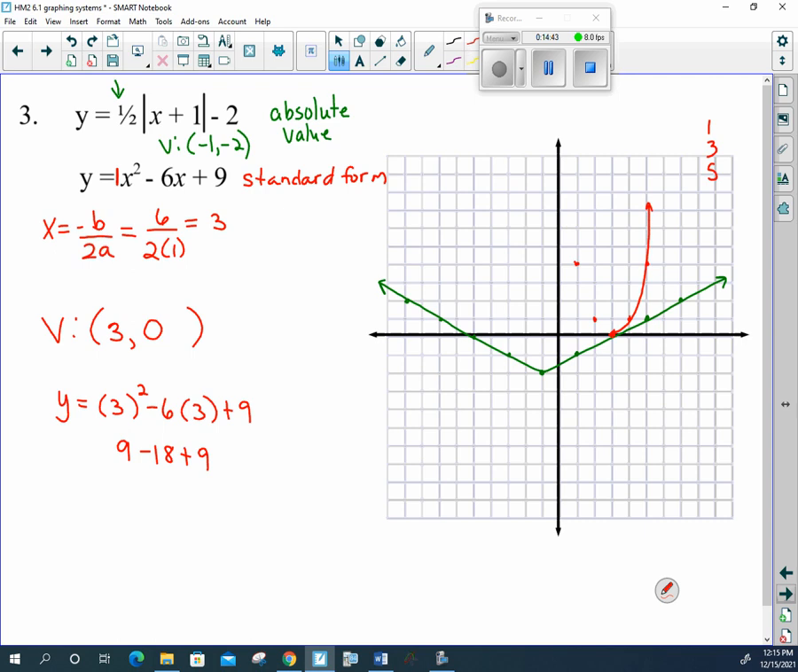So here's my parabola. So where did those two intersect at? Just right here at (3, 0). So your solution is (3, 0).